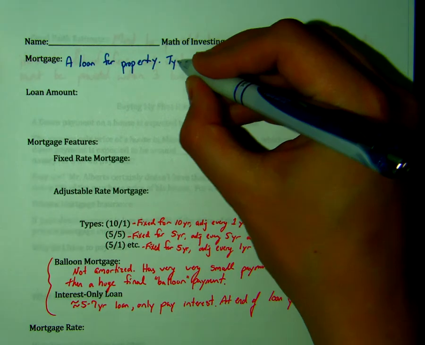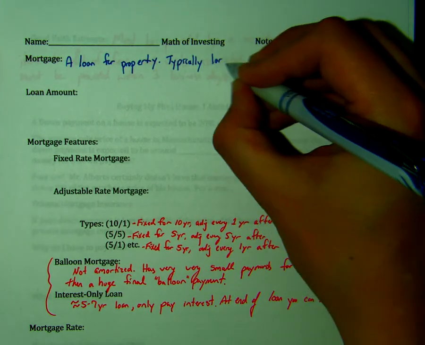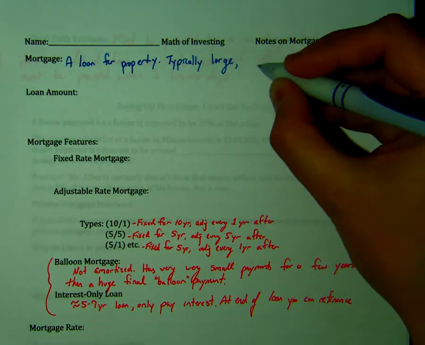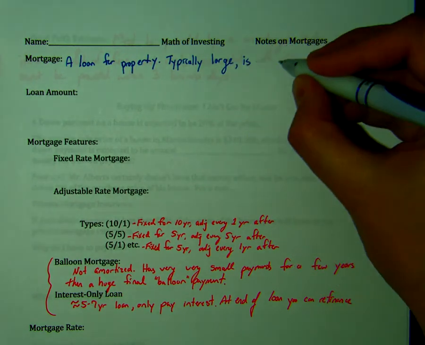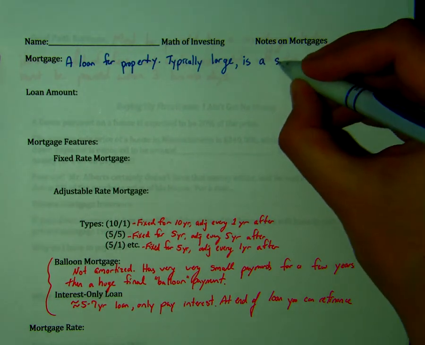So mortgages are a big deal. These are typically very large because homes are very expensive. If you get the opportunity to buy a home, and I hope you all do, it is likely the most expensive thing you will ever buy in your life. So it is a secure loan.